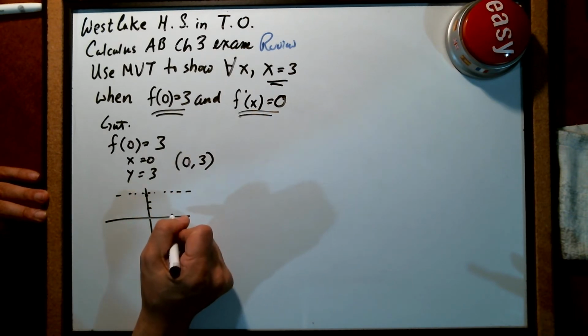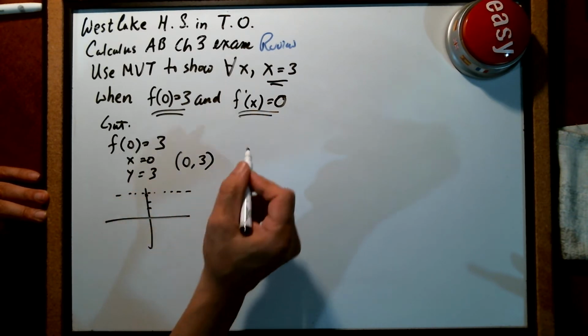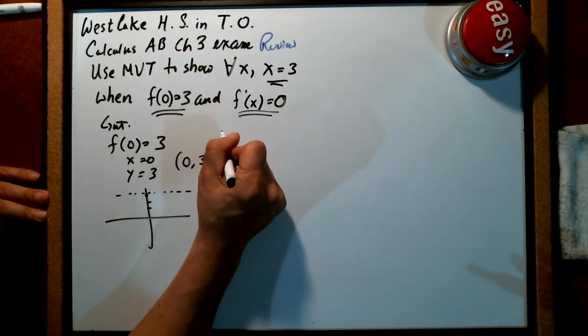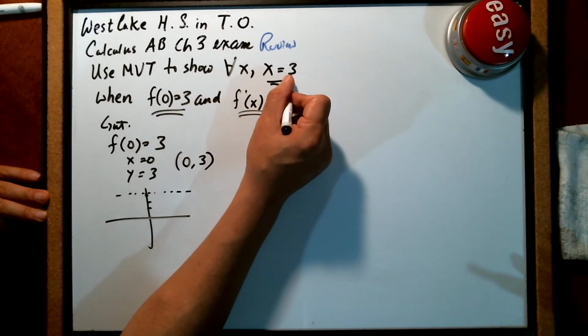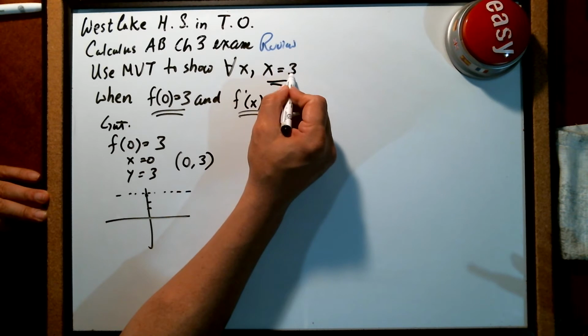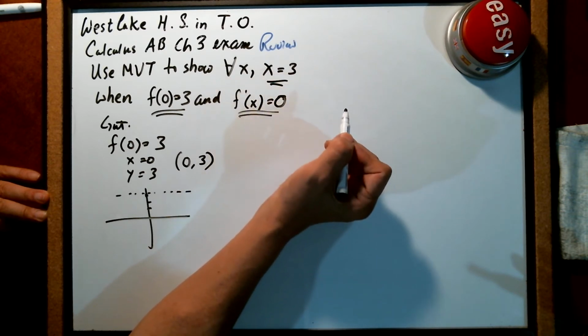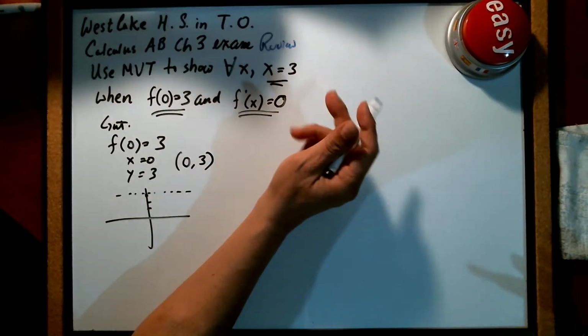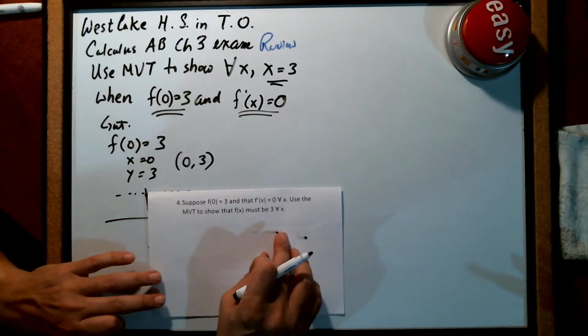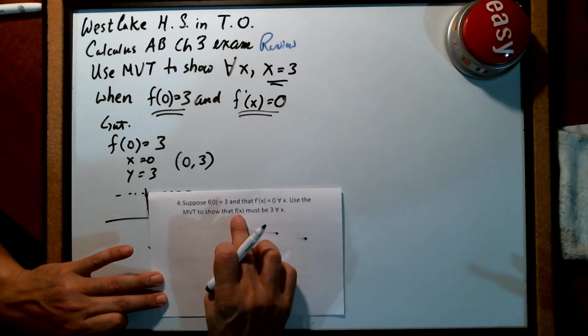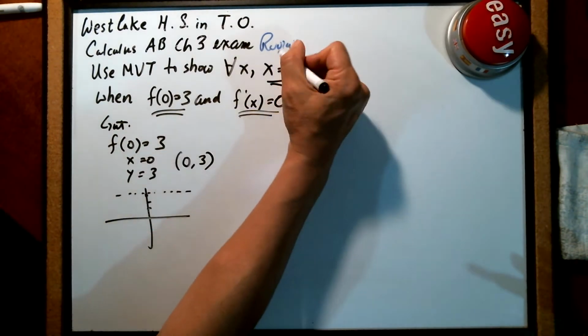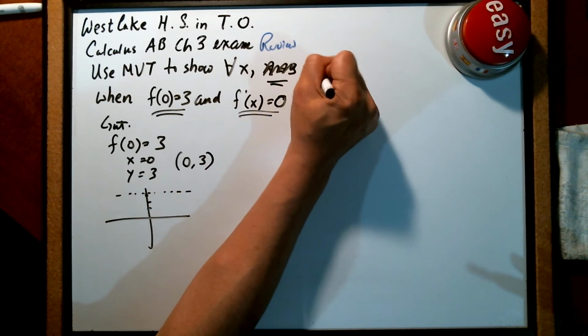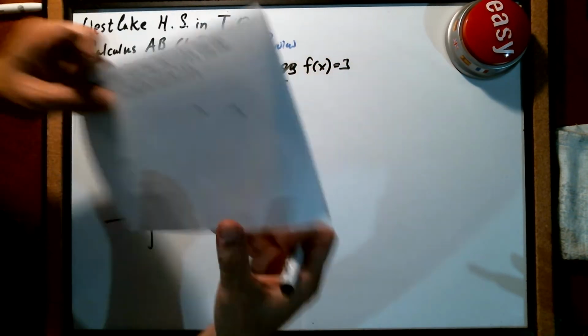So when, for x equals 3, it should say... let me just check real quickly. F of x must equal 3. Oh, geez. F of x must equal 3.